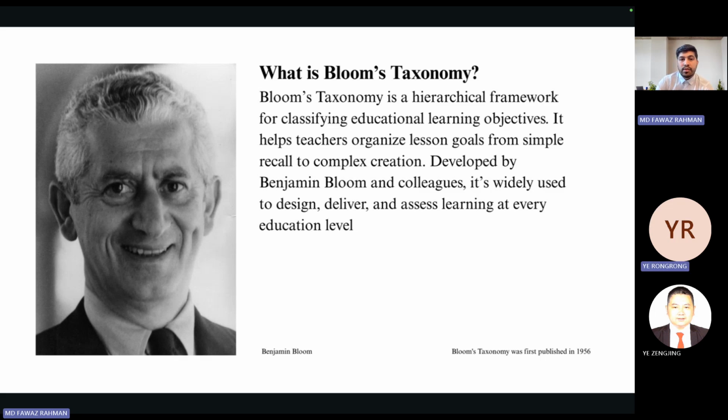So what is Bloom taxonomy? Bloom taxonomy is a hierarchical platform for classifying educational learning objectives. It helps teachers organize lesson goals from simple recall to complex creation. The developer is Benjamin Bloom, and it was published in 1956, and it's widely used to design, deliver, and assess learning at every education level.